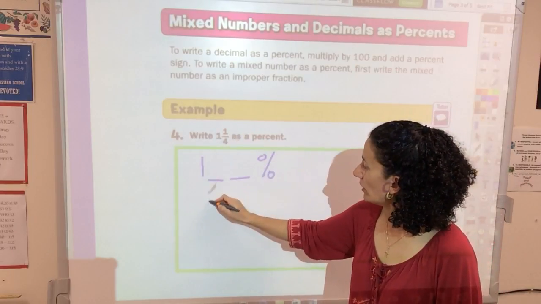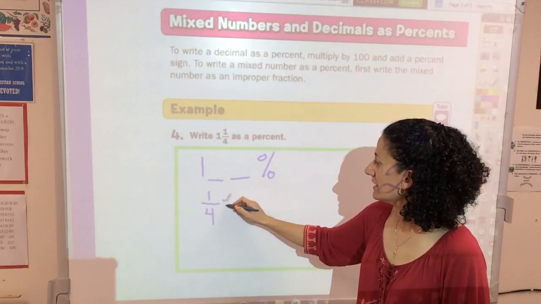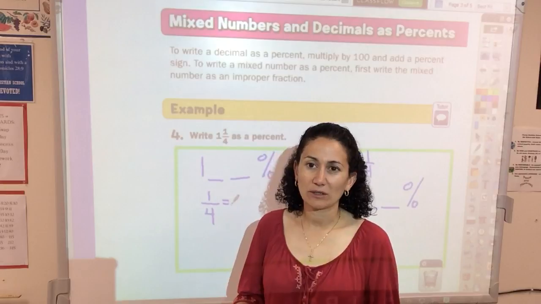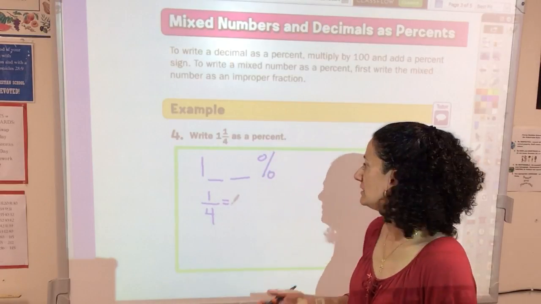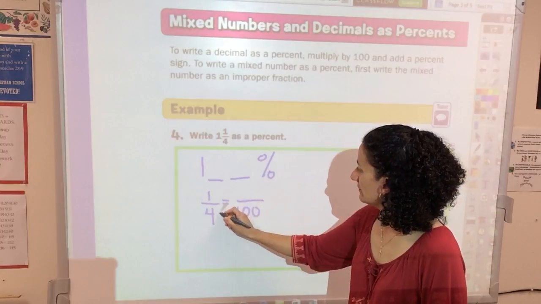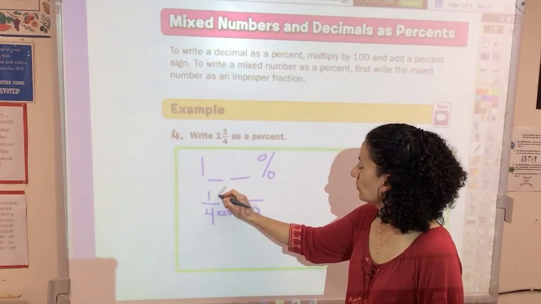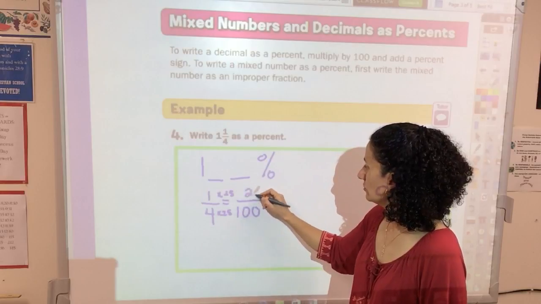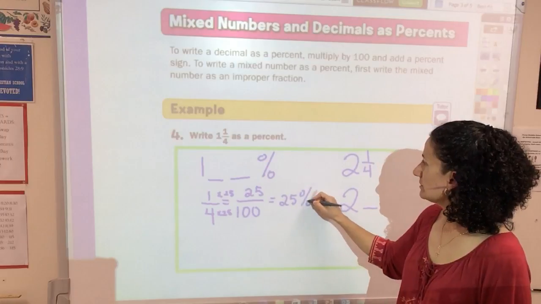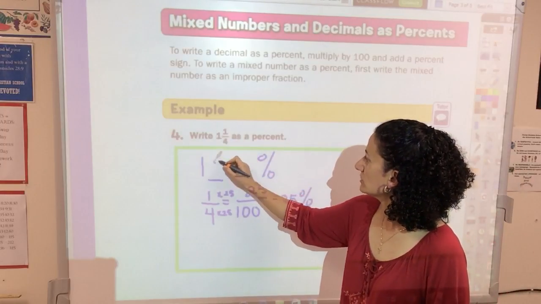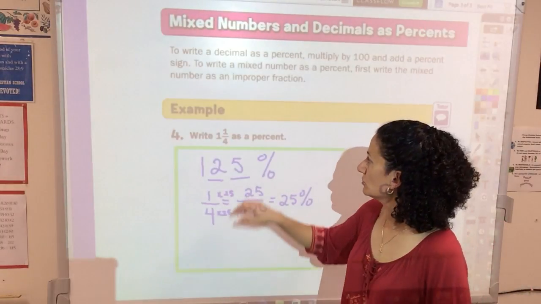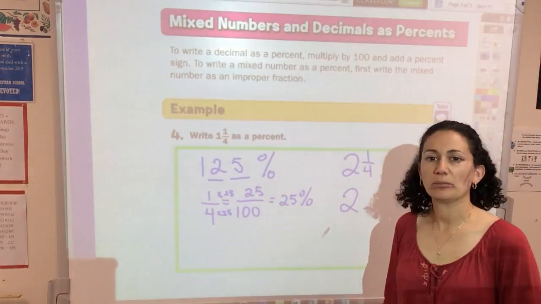And the 1/4, well, we probably know this by now, that 1/4 is 0.25. Remember, 1/4 is like 25 cents, a quarter of 100. But if you didn't, you could do what we just did, write an equivalent fraction. 4 times 25 is 100. 1 times 25 is 25. So 1/4 is 25%. So I'm just going to add on the whole, 125%. I just don't think it's necessary to turn the mixed number into an improper fraction.